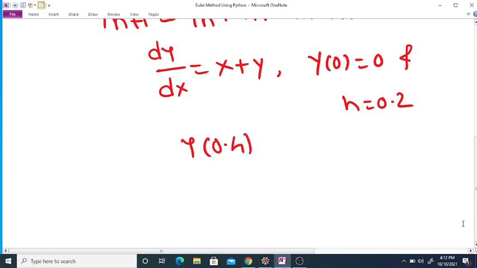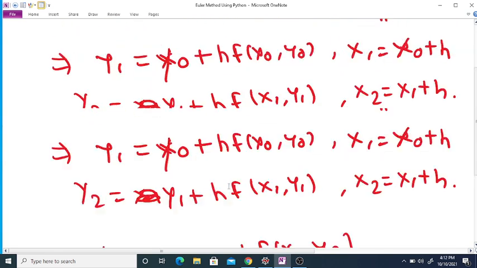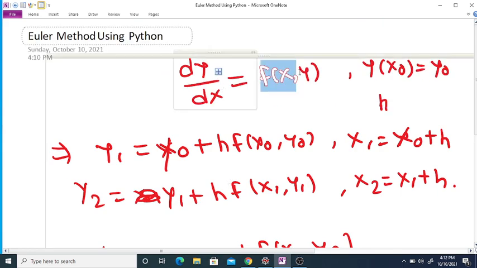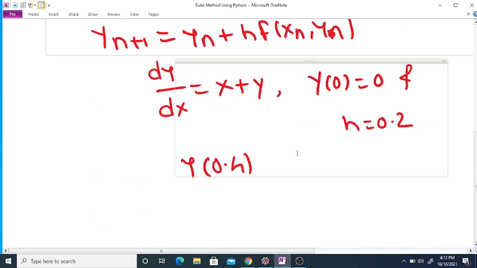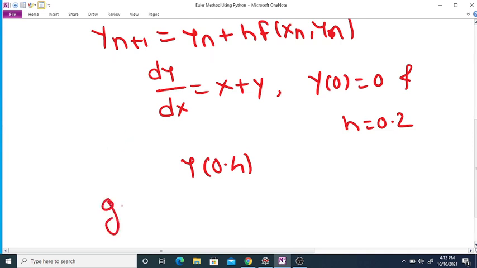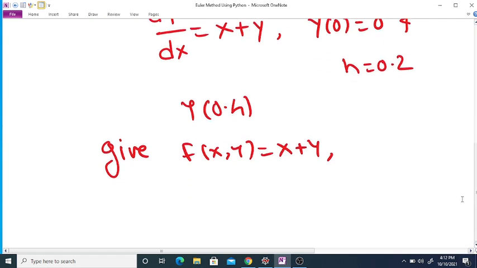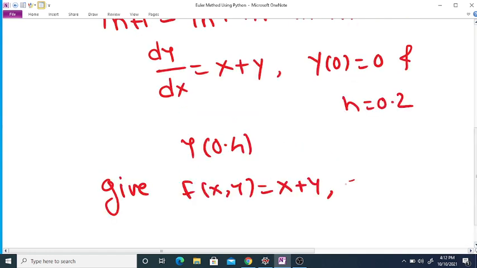So here, if you compare this dy by dx is equal to x plus y with the standard equation dy by dx is equal to f of x y, then here given f of x y is equal to x plus y. y0 is equal to 0, therefore the initial condition x0 is equal to 0, y0 equal to 0, and h is equal to 0.2.